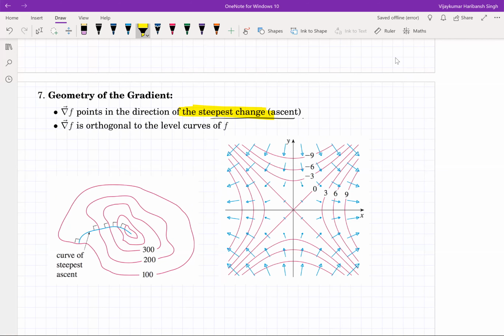So for example, if you have level curves like this, then what you're doing is you're looking at the points where the level curves are perpendicular to this path, and you get the steepest ascent. If you're going from low to high, or if you're going from level curve 300 down to 100, then it will be the steepest descent.